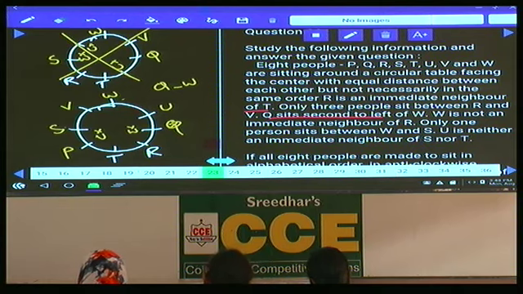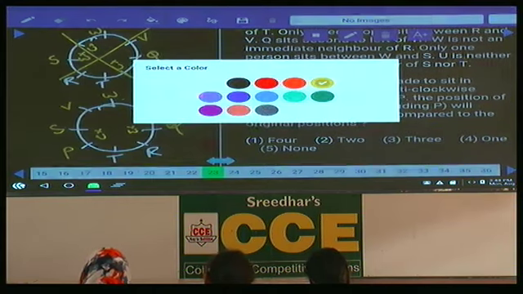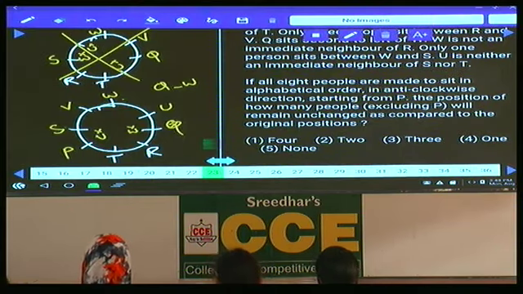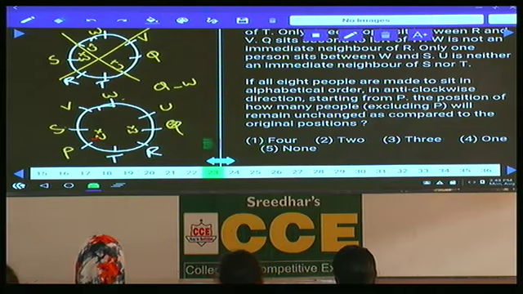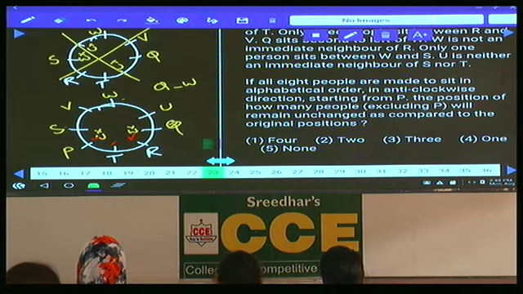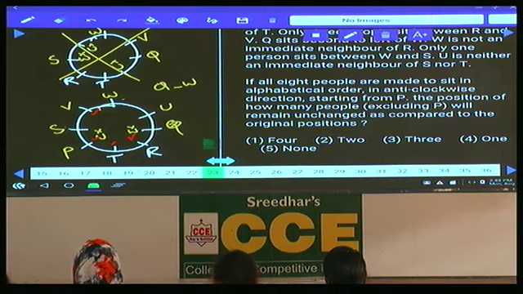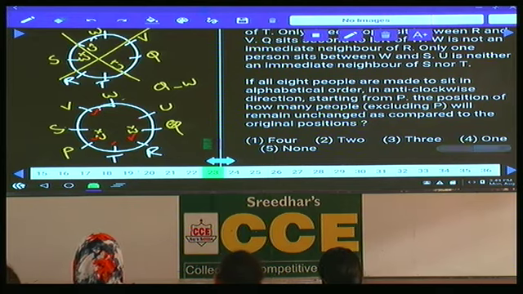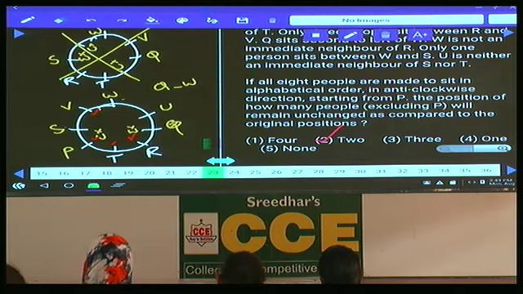Now, this is about question numbers 23 to 28. If all the 8 people are made to sit in alphabetical order, in anti-clockwise direction starting from P, how many remain at the same place? Starting from P, Q, R remained at the same place as T, U, V. V also remained at the same place. R and V remained at the same place, so what is your answer here? 2 is the answer. Only 2 people remained in the same position.